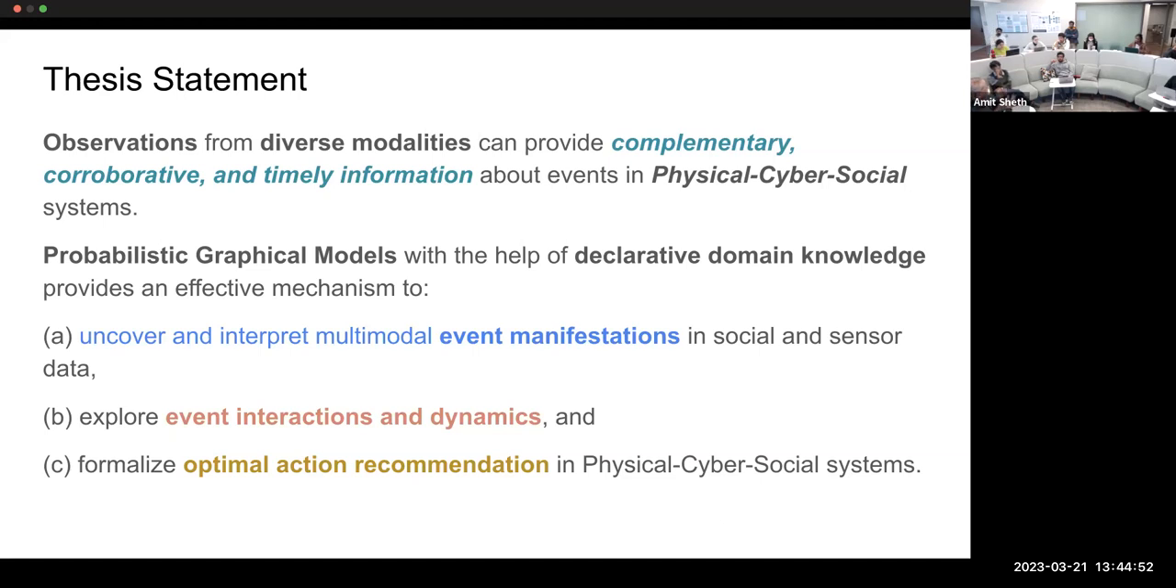So there is a distinct manifestation of a system, a physical world manifestation, its observation, information on the cyber side, and interactions among them, involving human social interactions, and that's what you're trying to do. And this was an important topic around 2005 to 2010.